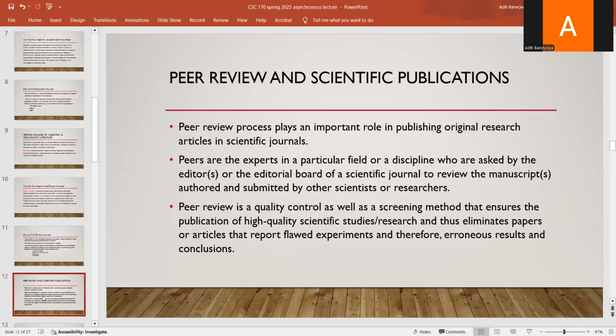Now we will talk about peer review. When you find information to use in your assignments, you need to use articles that are published in peer-reviewed journals. Peer review plays an important role in publishing studies in scientific journals. Now, the question is, who are the peers?